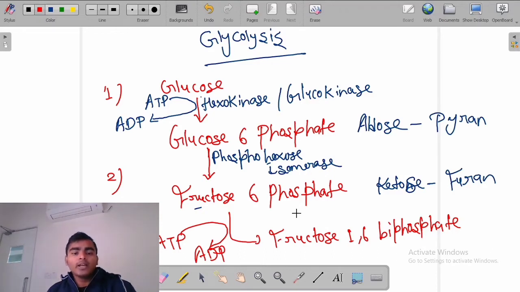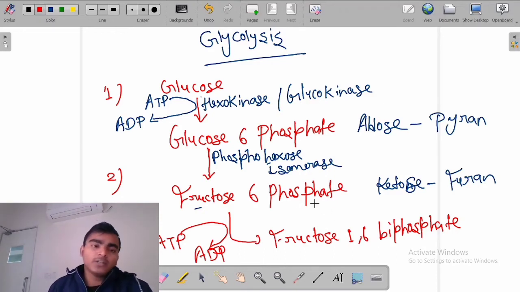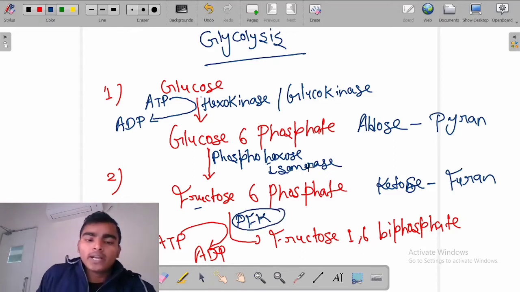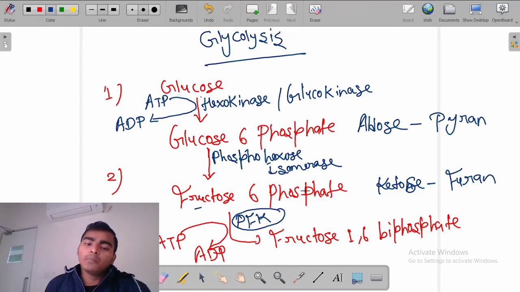So fructose 6-phosphate will be converted into fructose 1,6-bisphosphate. Which enzyme is going to catalyze this particular reaction? The enzyme is PFK, phosphofructokinase. Phosphofructokinase is also known as the pacemaker of glycolysis. So these three steps are very, very important for glycolysis. Now we are going to talk about some more steps.